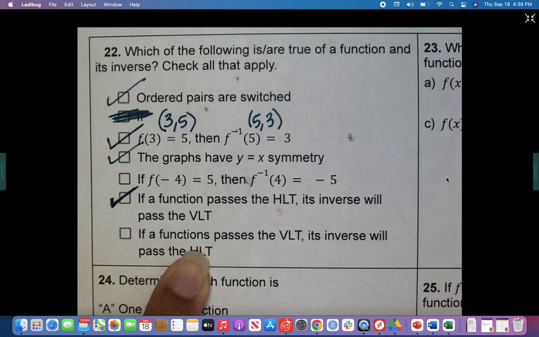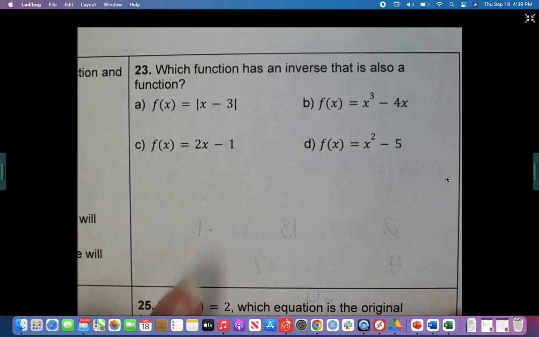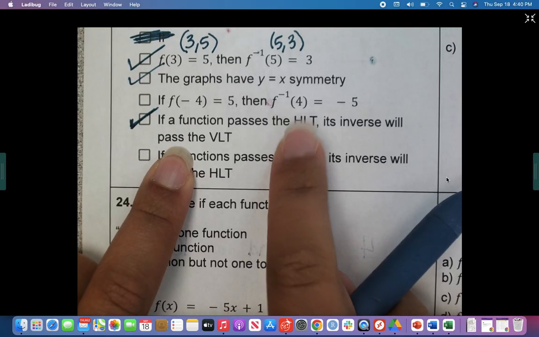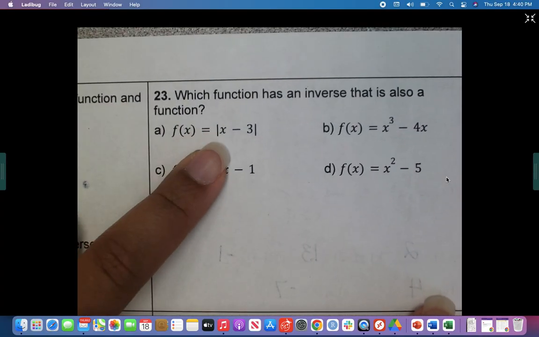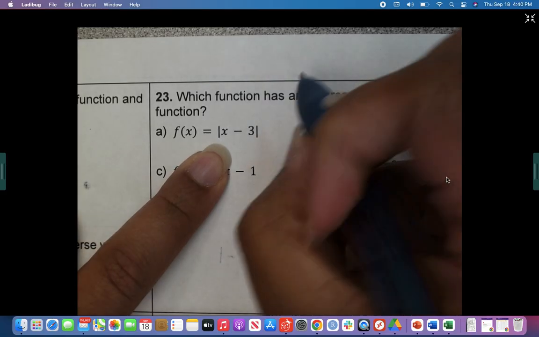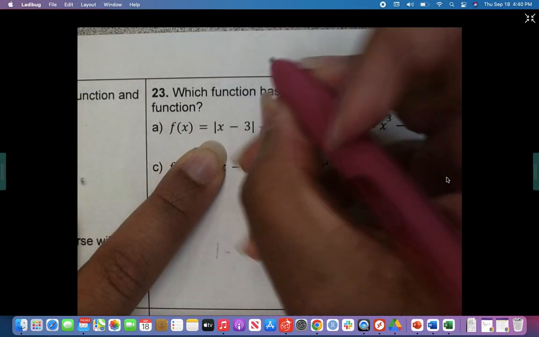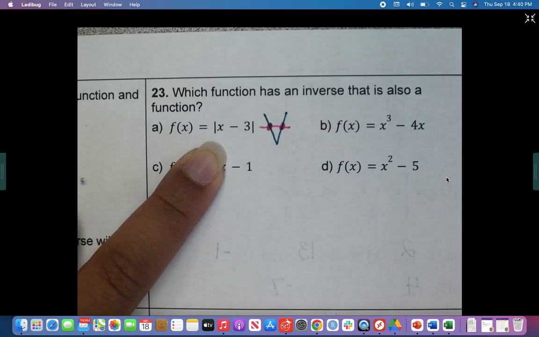All right, 23. Which function has an inverse that is also a function? So this one is asking you which one passes the horizontal line test. So this is absolute value. Remember, absolute value is V-shaped. Does this pass the horizontal line test? No, it does not, because this horizontal line touches at 2 spots. Remember, to pass either one of those tests, it has to only touch once. That touches twice, so that's a no.